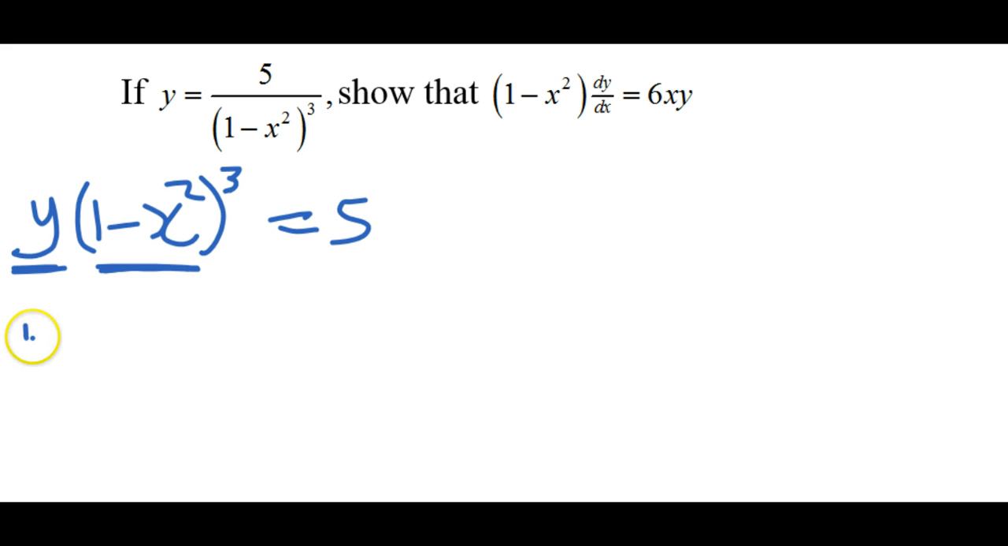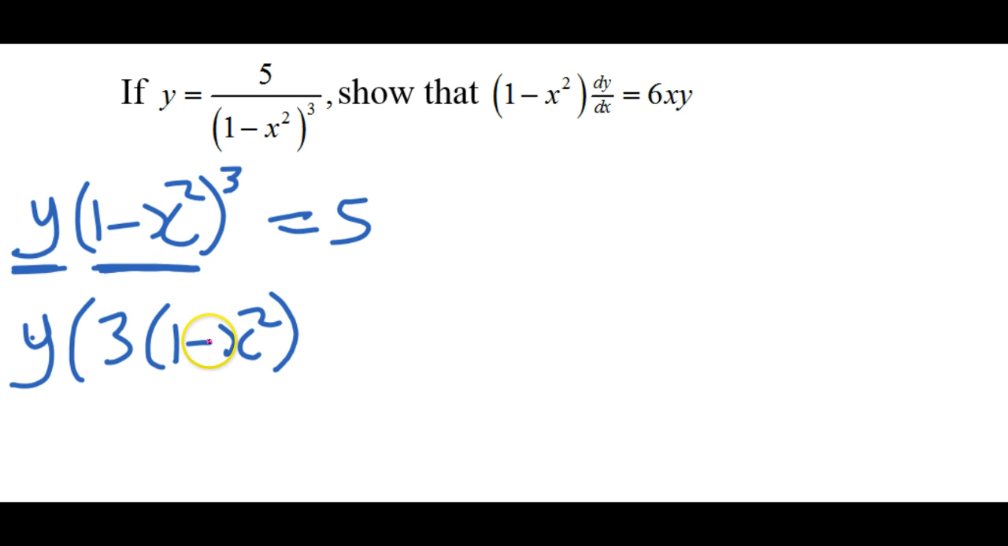So when I hold y, then I differentiate this one, which will be into bracket, I have 3 times 1 minus x squared to the power 2 times the interior function there, which is negative 2x. This is a little bit complicated. You have to be very careful here.